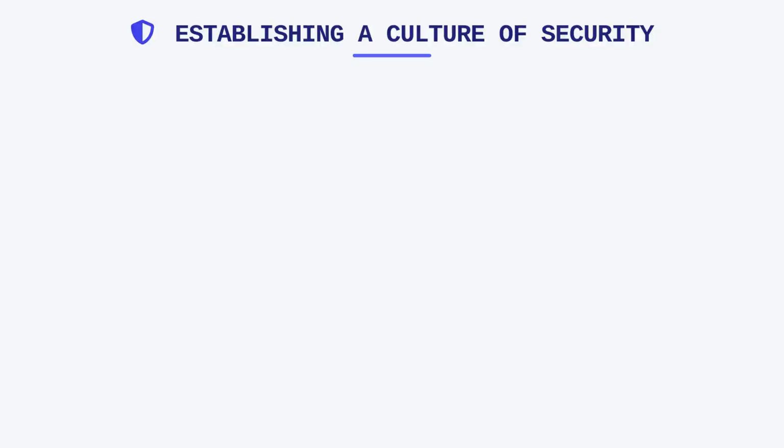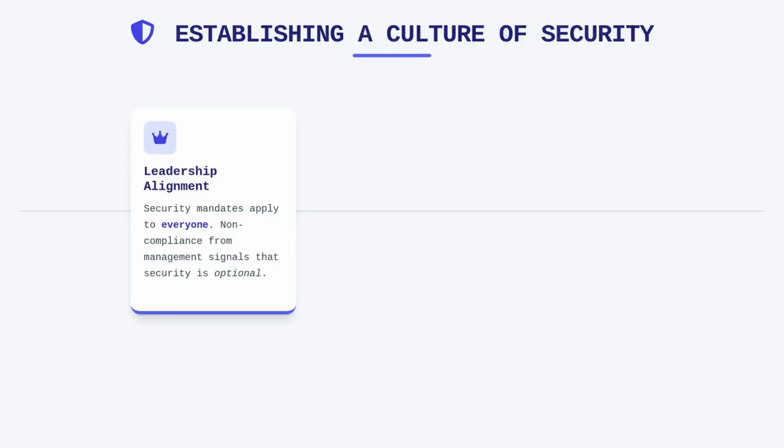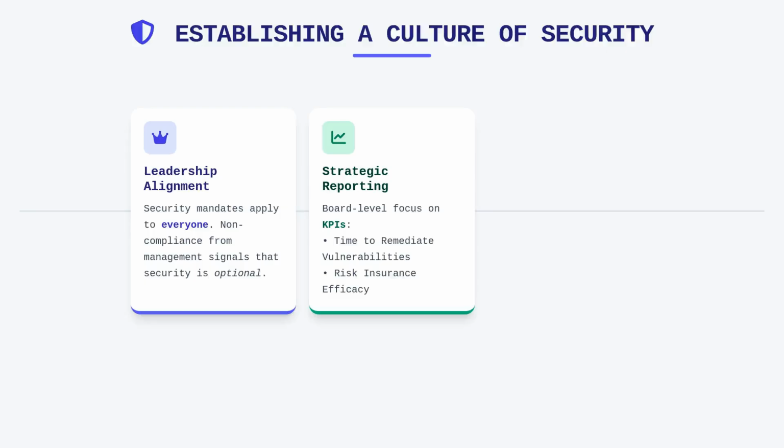Establishing a culture of security throughout the hierarchy requires that these policies become a normalized part of professional life. Leadership must not be exempt from the security mandates they approve, as public noncompliance from management signals that security is an optional activity. Board-level reporting should focus on key performance indicators that matter to the organization, such as time to remediate critical vulnerabilities or the efficacy of current risk insurance.